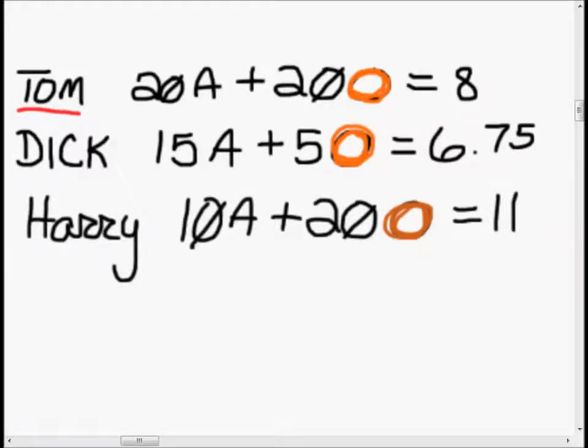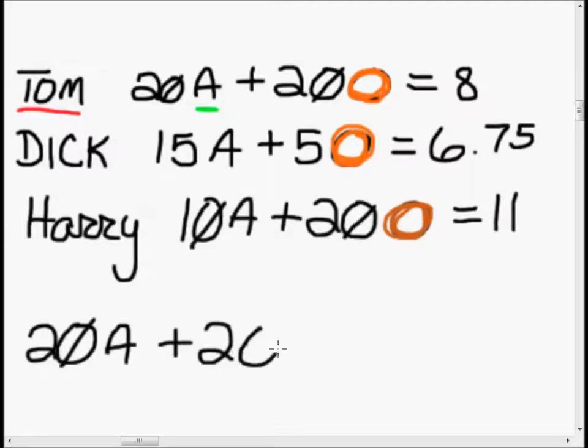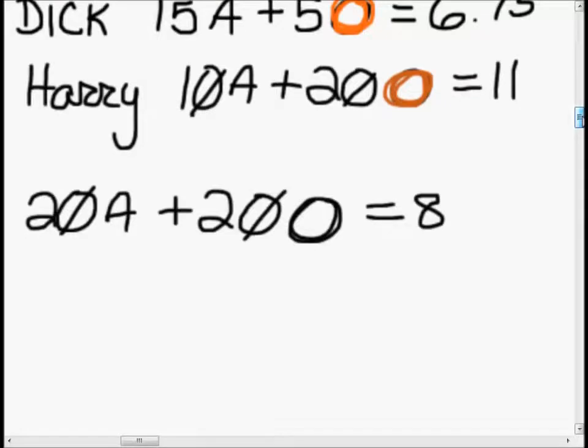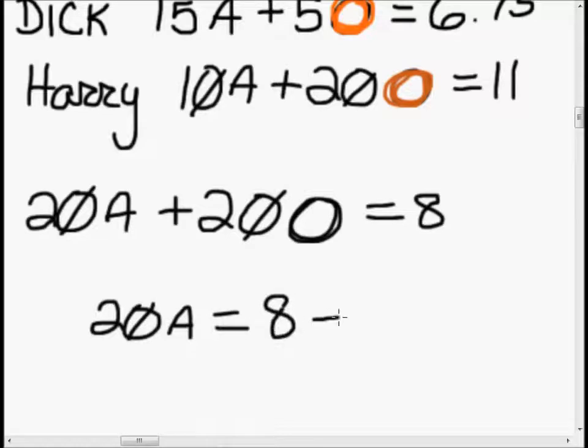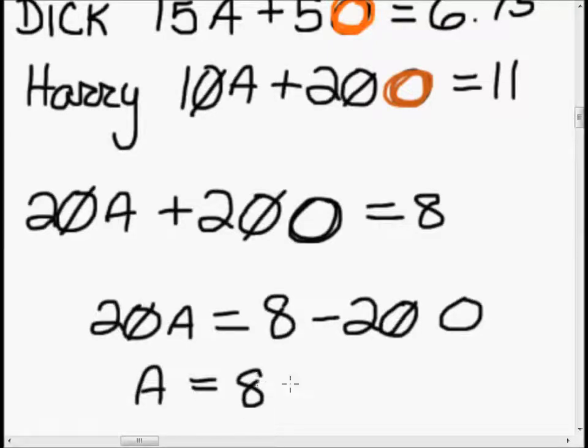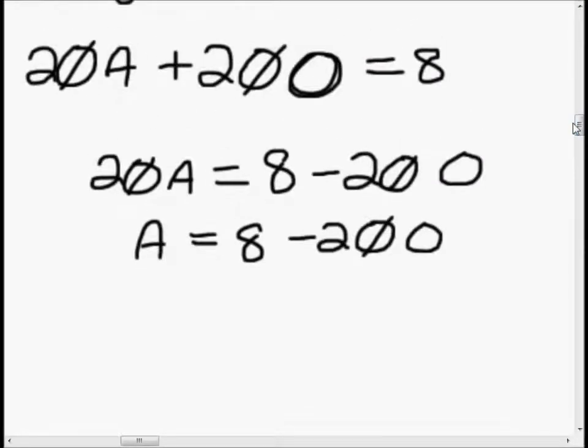So what I'm going to do first is solve for A, in terms of O, and I'm going to show you how you do that. For Tom's equation, we know 20 apples plus 20 oranges equals 8. Okay, so then we can do 20 apples equals 8 minus 20 oranges. And then apple equals 8 minus 20 oranges, and that whole thing over 20.